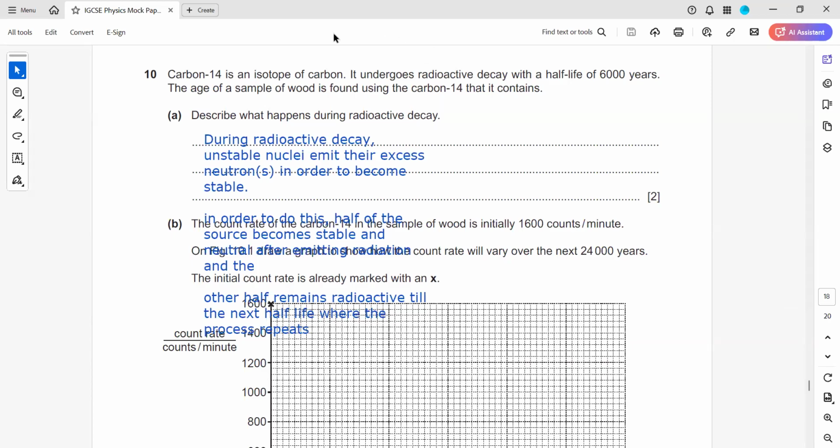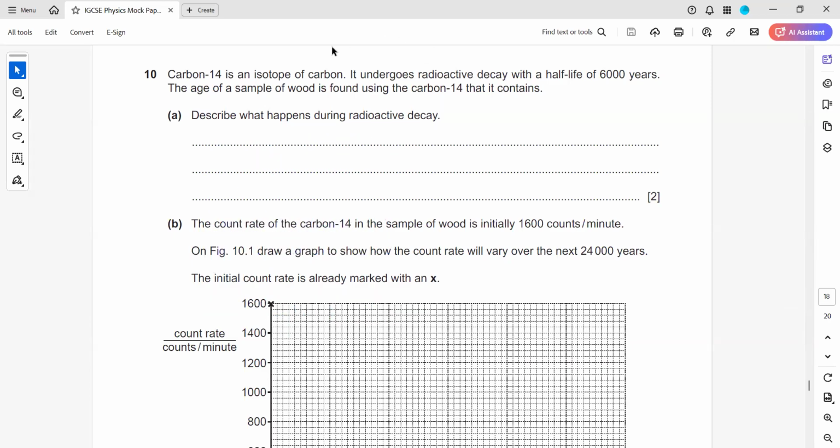The next is: carbon 14 is an isotope of carbon which undergoes radioactive decay with a half-life of about 6,000 years.